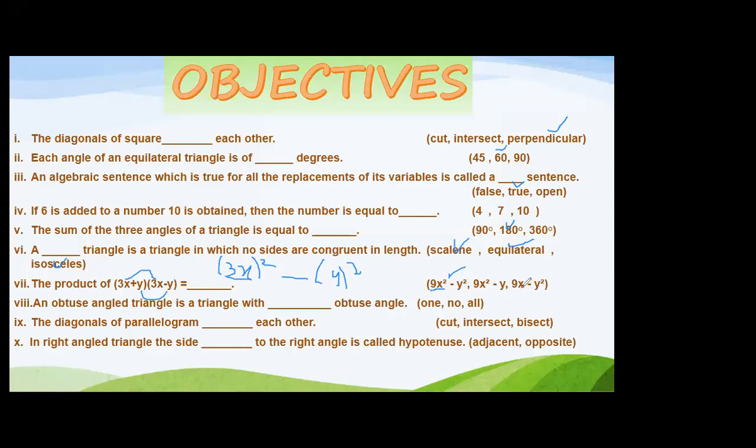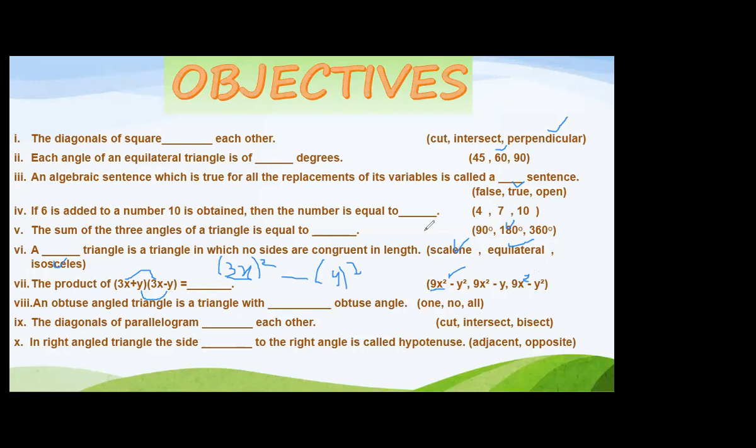Option 3 is incorrect because there is no square on x over here. When we are putting the whole square over there, we have to take the square of 3 and x as well. Is it clear now? Now the next question: an obtuse angle triangle is a triangle with dash obtuse angle.